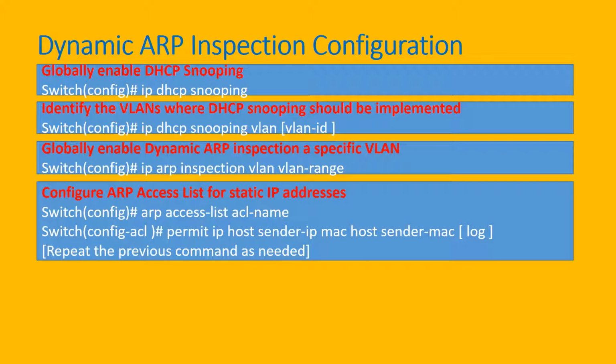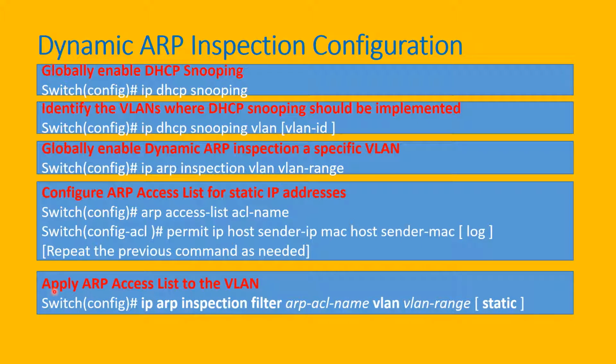Then in the access list, you permit the host that is configured with the static IP address by providing the IP address of the host and the MAC address of the host in this command. And as you can see, this command allows only one single host to send the ARP reply. You can repeat this same command for as many clients' computers as are configured with static IP addresses.